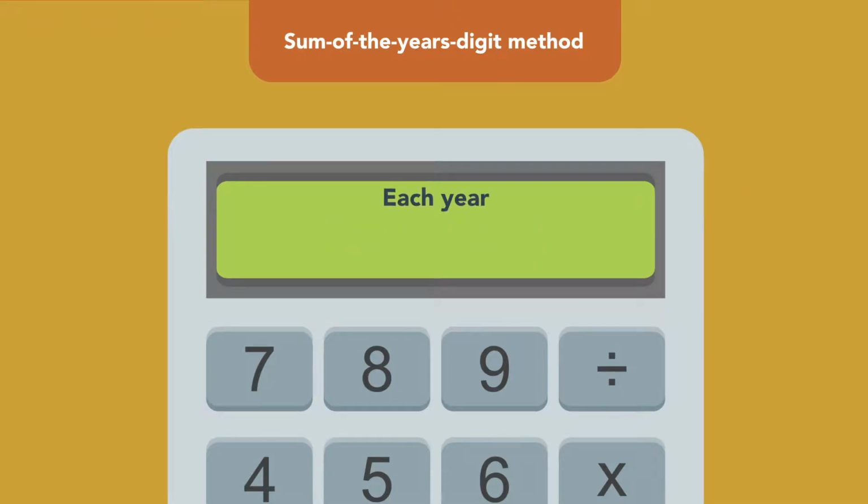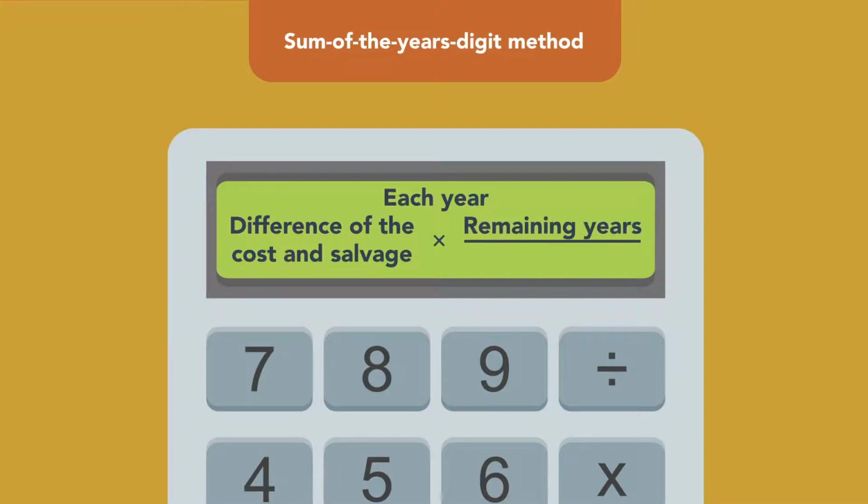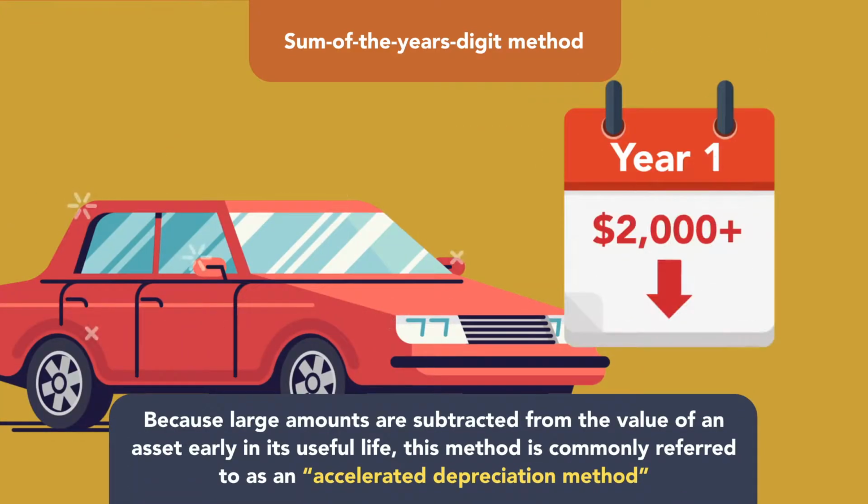For each year of the asset's useful life, the company multiplies the difference of the cost and salvage times a fraction, the numerator of which is the remaining years of the asset's useful life, and the denominator is the sum of the digits in that useful life. Because large amounts are subtracted from the value of the asset early in its useful life, this method is commonly referred to as an accelerated depreciation method.